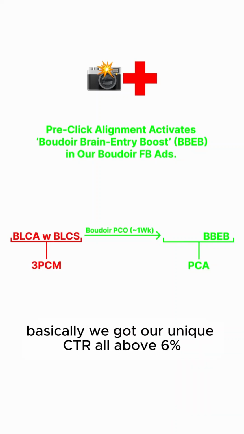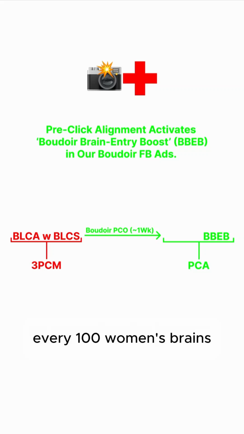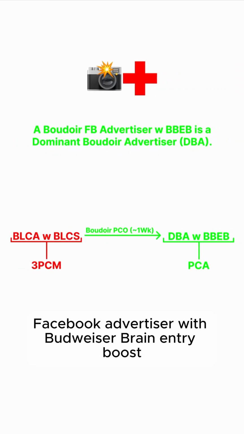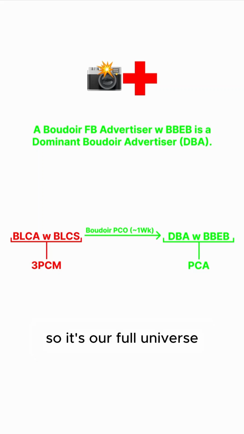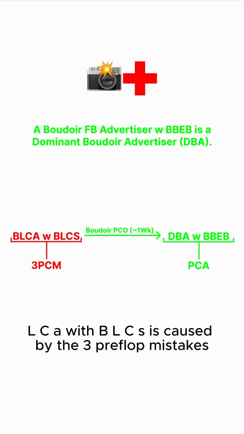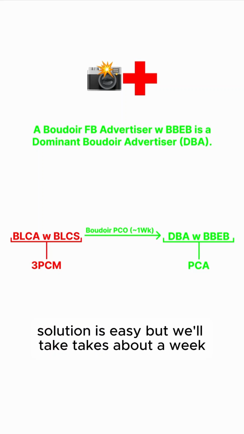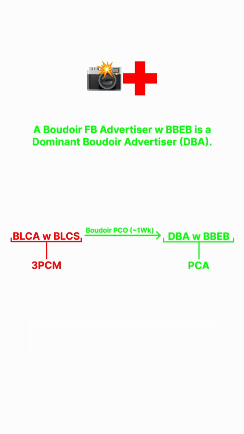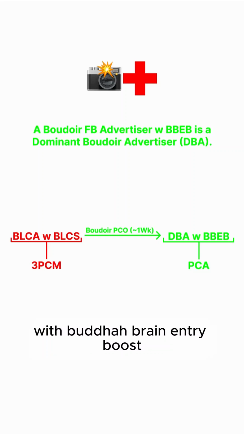Basically, we get our unique CTR all above 6%, so our ad is going into the brains of more than 6 out of every 100 women. A Boudoir Facebook advertiser with Boudoir brain entry boost is a dominant Boudoir advertiser, a DBA. So this is our full BLCS universe. A BLCA with BLCS is caused by the 3 pre-click mistakes. The solution is easy: Boudoir Pico takes about a week, then we can achieve pre-click alignment and become a dominant Boudoir advertiser with Boudoir brain entry boost.